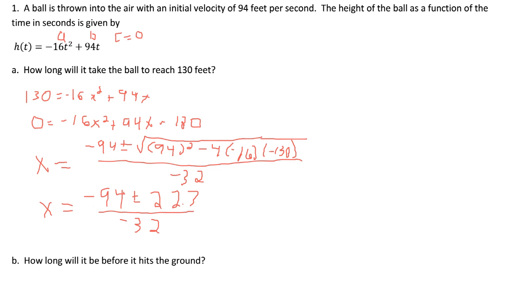Now it's just a matter of doing the math. I do negative 94 minus 22.7 equals, and divide that by negative 32. Negative 3.65, so we're calling it negative 3.6. So how long will it take the ball to hit the ground? Well, not negative. It'll be 3.6 seconds.